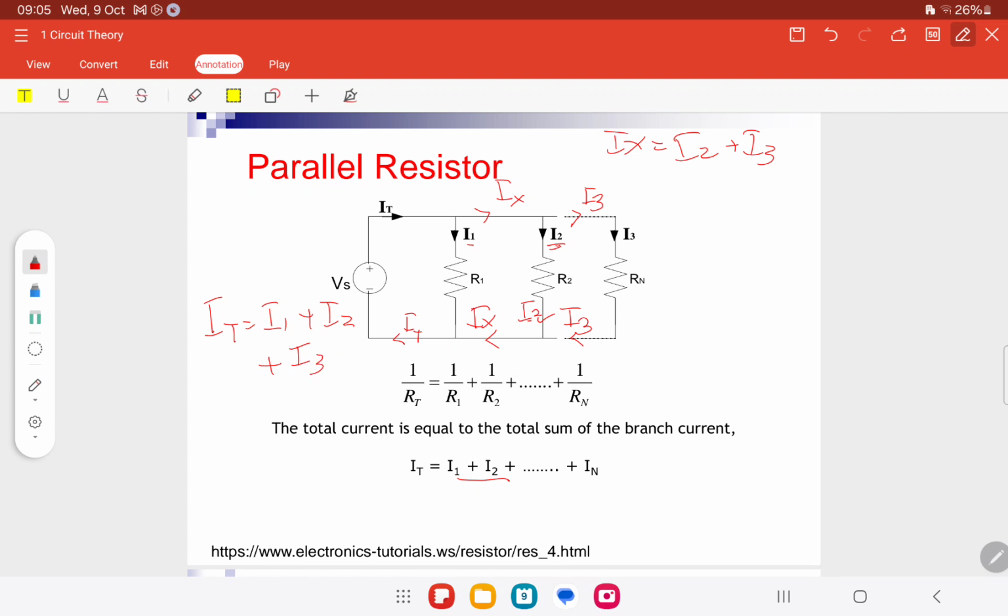Okay, this one up until kalau kita ada more than 3 lah yang sini. Okay, so that is for current dia kan. So yang ini. Okay, faham? Okay, how about the resistance? This is for the resistance.